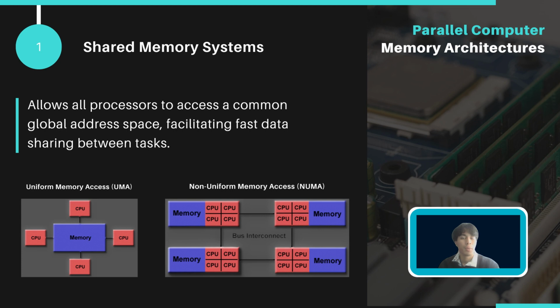The Uniform Memory Access, or UMA, is represented by symmetric multiprocessor machines. UMA systems feature identical processors with equal access time to memory. Cache coherence ensures consistency across processors. And the Non-Uniform Memory Access, or NUMA, is often created by linking SMPs. NUMA systems offer direct memory access across processors but with varying access times. Cache coherence may be maintained in CC-NUMA architectures.